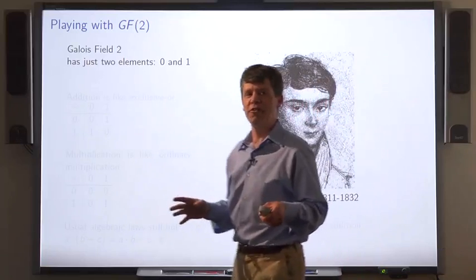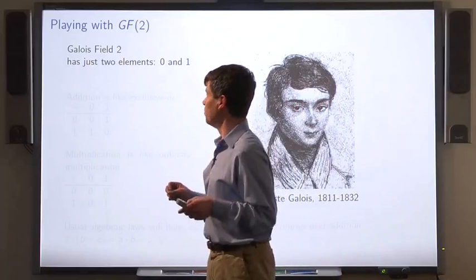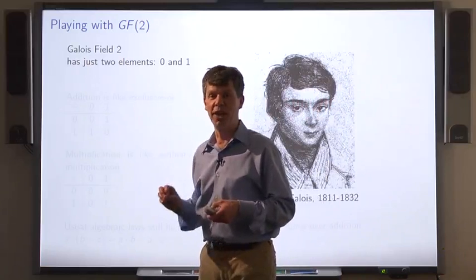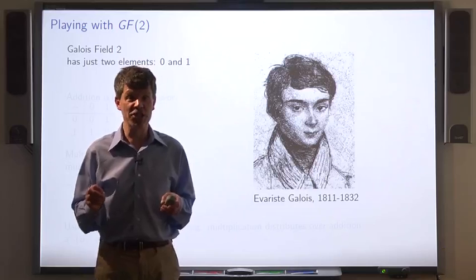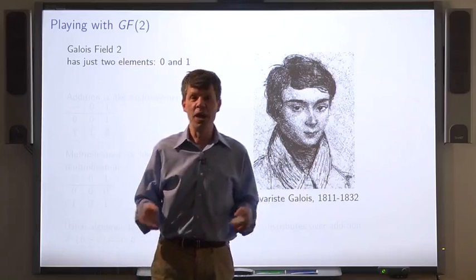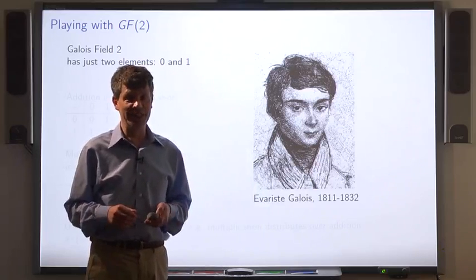Now we turn to another field, Galois field 2, which has just two elements, 0 and 1. It's named after Galois, who was a remarkable mathematician who laid the foundation for group theory, but died in a duel at the age of 21.